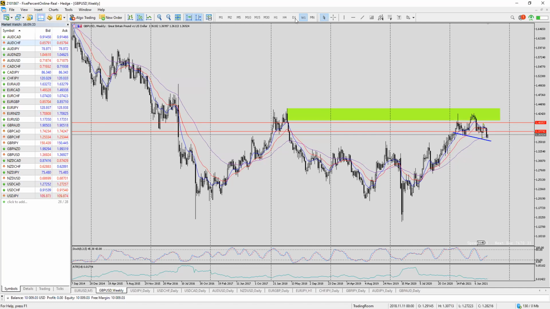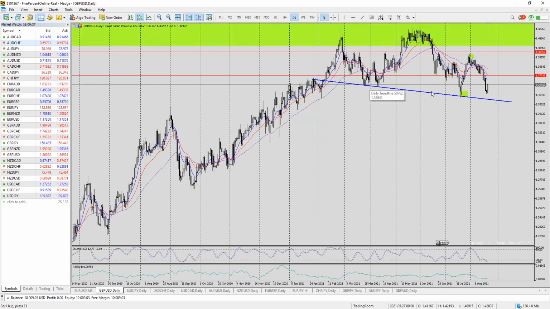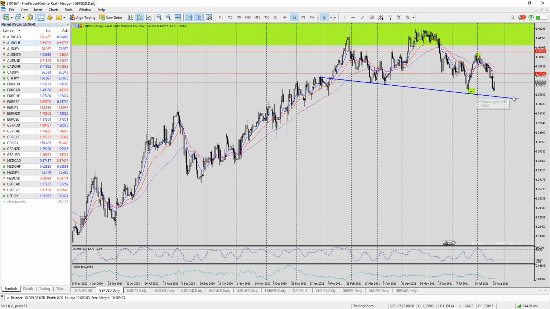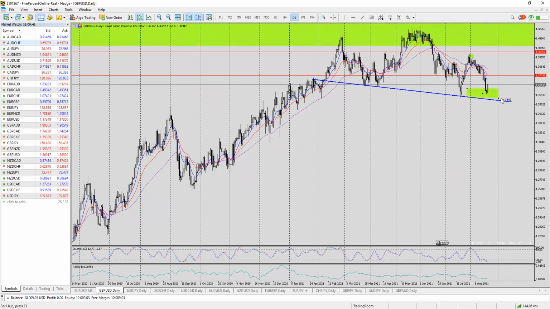Testing it, sitting on top of it. And again, this trend line for me is the next testing point. And of course, we also have this demand zone. Okay, there's a demand zone here, not a very strong one, but still there's demand, and this area of support, more or less. It's not, again, not a classic one.